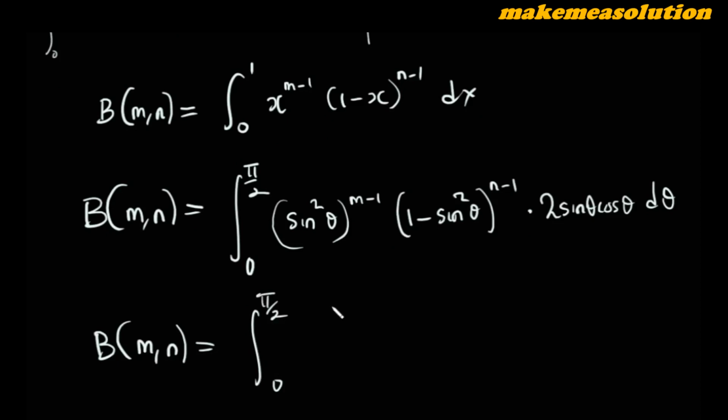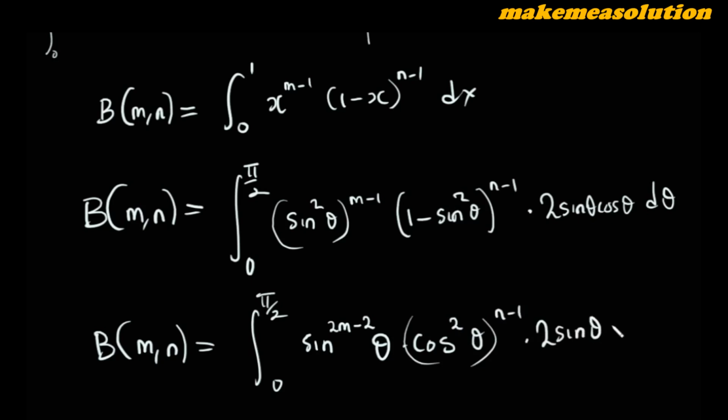So you have beta of m comma n to be the integral from 0 to pi over 2. Then you now have, if you open this, you're going to have sine 2m minus 2 theta. Is that okay? You just use 2 to multiply it and you have it in this way. Then cos square theta to the n minus 1, then 2 sine theta cos theta d theta.